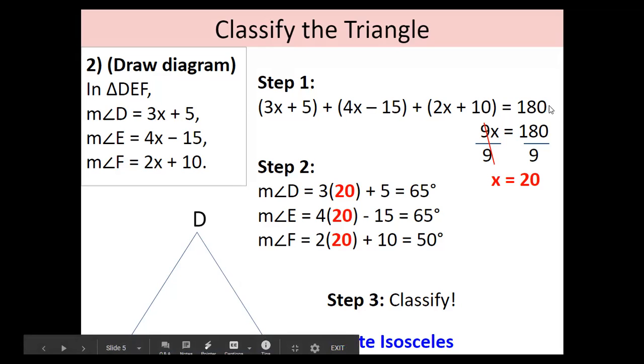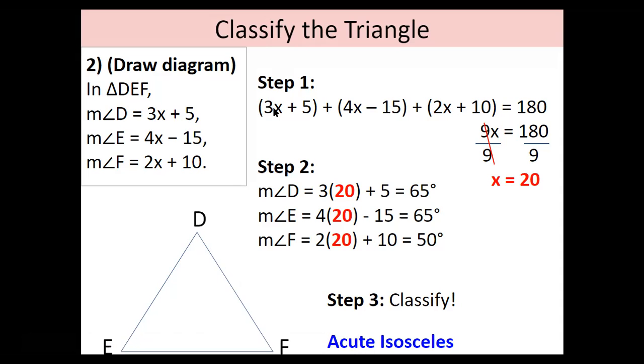So we set it all equal to 180. We combine our like terms, right? So when we combine our numbers, they cancel out, right? So we're left with 9x equals 180, divide by 9, and we get x equals 20. Step 2 is to determine the angle measures, right?